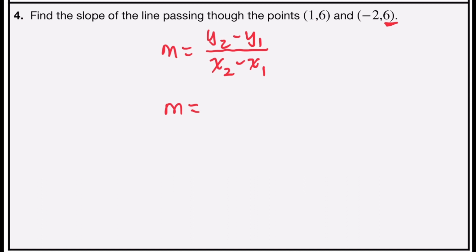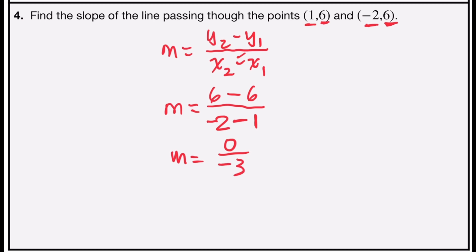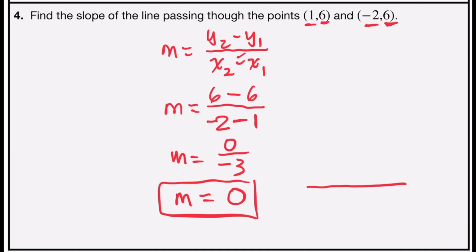The second y coordinate is 6 minus the first y coordinate is 6, over the change in the horizontal will be negative 2, that's the second x coordinate, minus from the formula itself, and a 1. If I then simplify, 6 minus 6 is 0, and negative 2 minus 1 is negative 3, and 0 divided by negative 3 is 0. So the slope of this line would be 0, which actually means it's a horizontal line.